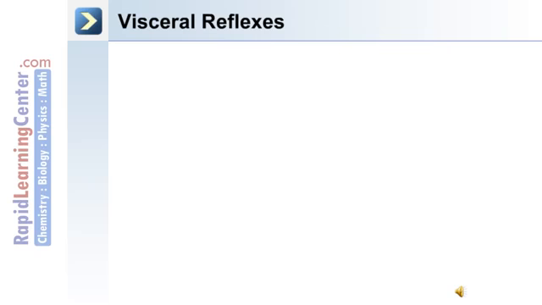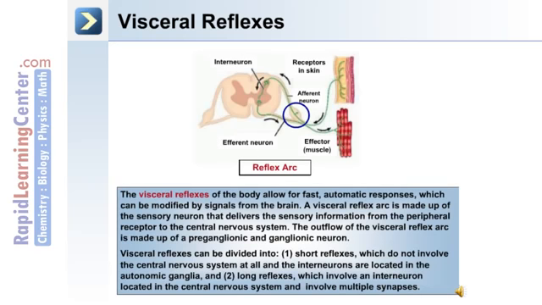The autonomic nervous system provides for visceral reflexes. The visceral reflexes of the body allow for fast automatic responses, which can be modified by signals from the brain. A visceral reflex arc is made up of the sensory neuron that delivers the sensory information from the peripheral receptor to the central nervous system. The outflow of the visceral reflex arc is made up of a preganglionic and a ganglionic neuron.